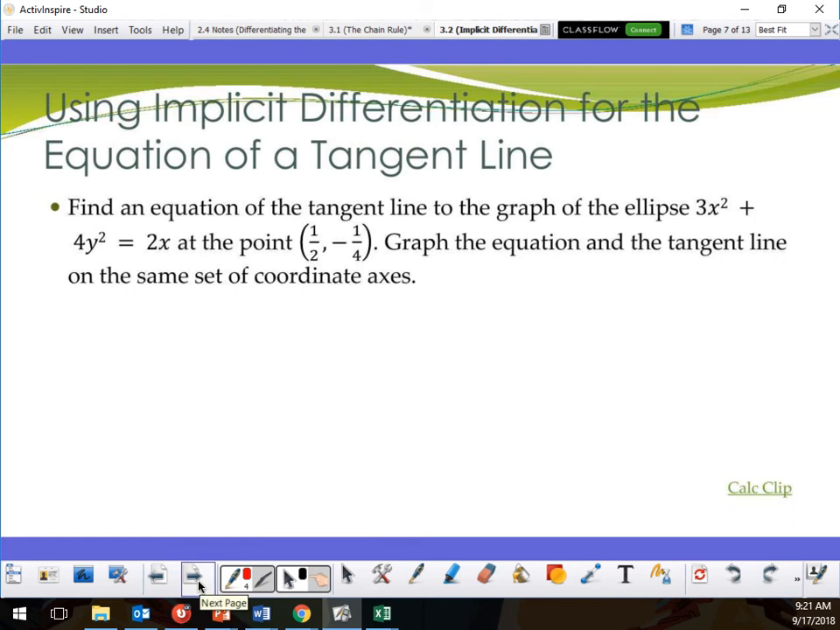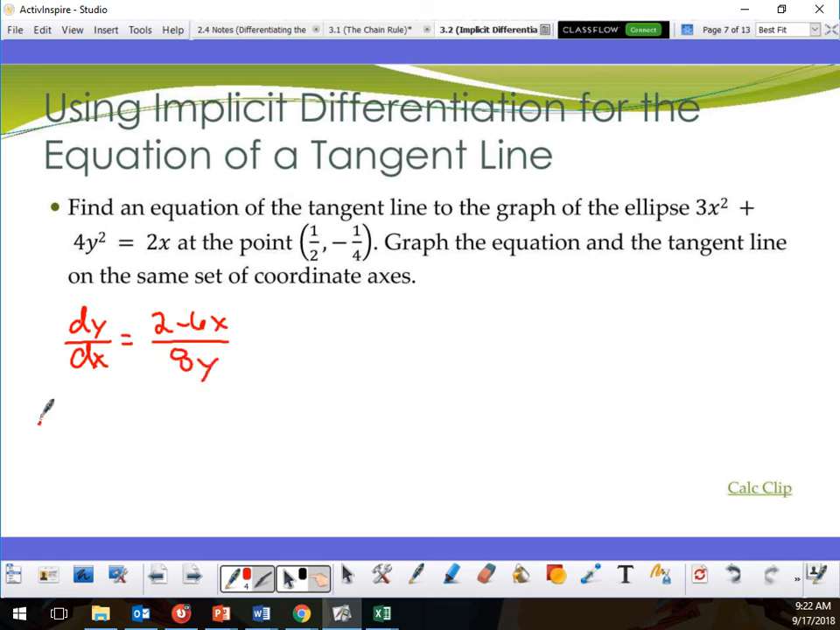All right, so here: find the equation of the tangent line to the graph of the ellipse at the given point. Graph the equation and the tangent line on the same set of axes. Let's start this out. Is this the same one as my last one? Yes, it is. So my dy/dx is going to be 2 minus 6x over 8y.